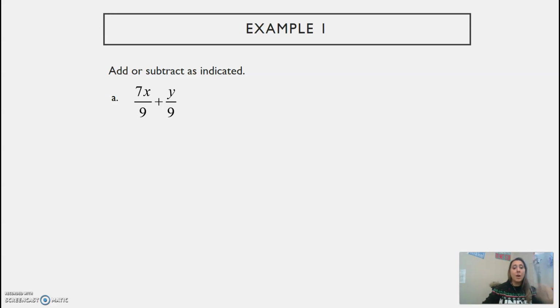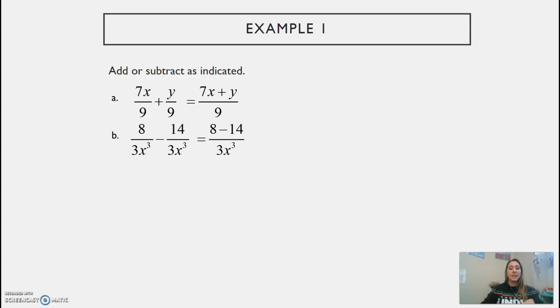So if we have a common denominator, which we do, it is 9. We're going to do 7x plus y over 9, and then that's it. It's already written in the lowest terms. Okay, we have 8 over 3x cubed minus 14 over 3x cubed, so we're going to get 8 minus 14 over 3x cubed. Then we get negative 6 over 3x cubed.